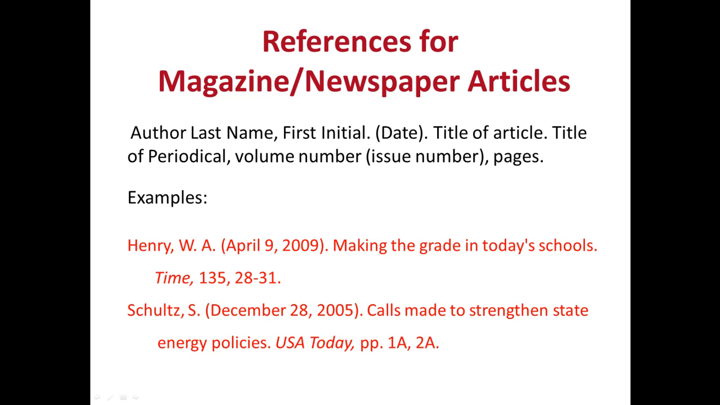The second example, from a newspaper: the author's last name, Schultz, first initial S, in parentheses the date of publication, December 28, 2005, followed by a period. The title of the article, Calls Made to Strengthen State Energy Policies, followed by a period. The title of the newspaper, USA Today, followed by a comma, and the page numbers 1A and 2A, followed by a period.